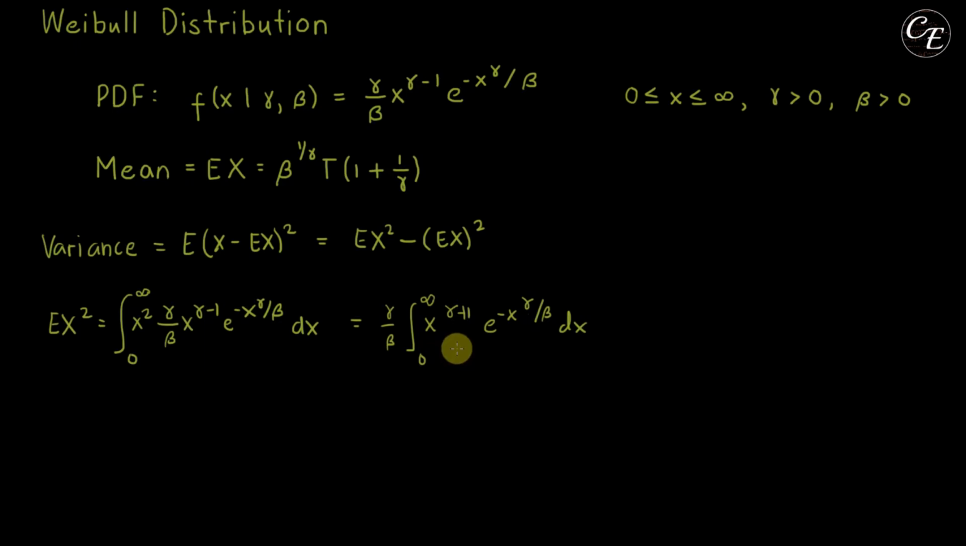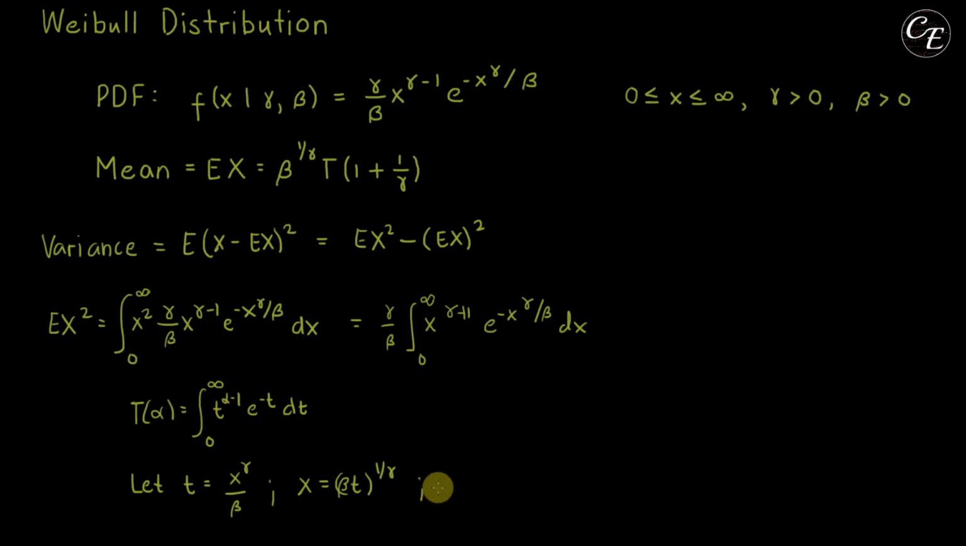Now, similar to what we have done in our derivation of the mean, we can simplify this integral expression using the gamma function, which is defined to be the integral of t raised to alpha minus 1 e raised to negative t dt from 0 to infinity. Let this t be equal to this one. We have let t is equal to x raised to gamma over beta. Then from here, x is equal to beta t raised to 1 over gamma. Then dx will be 1 over gamma beta t raised to 1 over gamma minus 1, then beta dt.